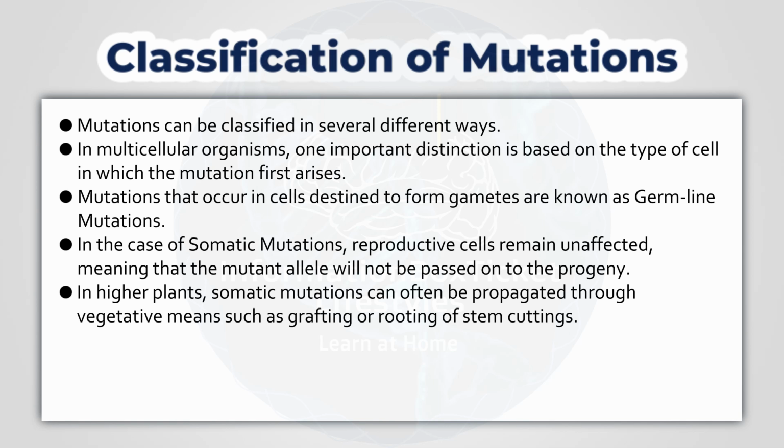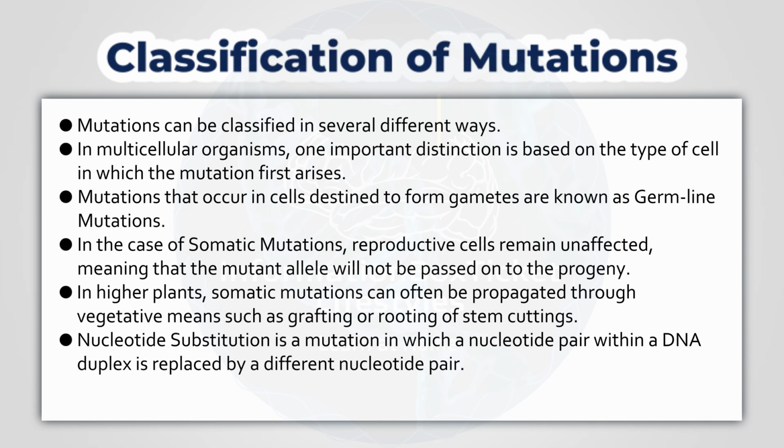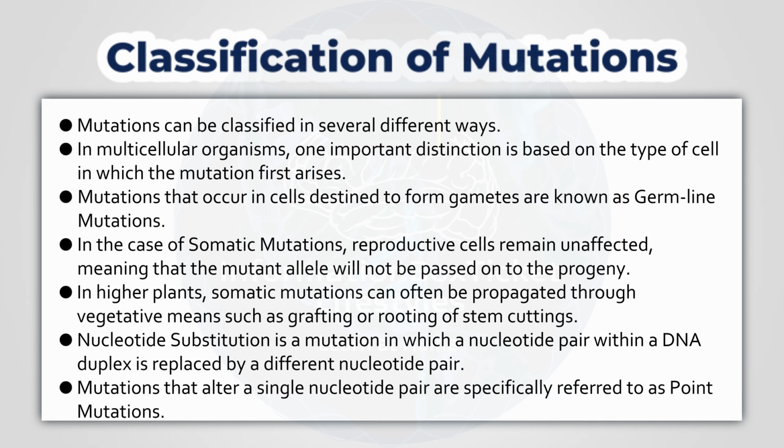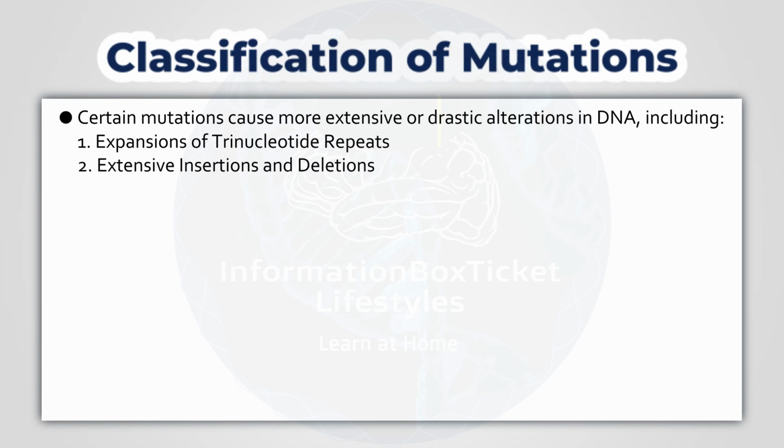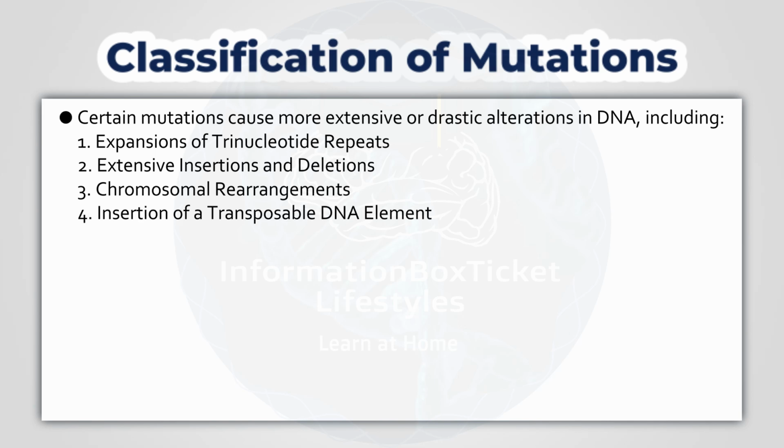Nucleotide substitution is a mutation in which a nucleotide pair within a DNA duplex is replaced by a different nucleotide pair. Mutations that alter a single nucleotide pair are specifically referred to as point mutations. Certain mutations cause more extensive or drastic alterations in DNA, including: 1. Expansions of trinucleotide repeats. 2. Extensive insertions and deletions. 3. Chromosomal rearrangements. 4. Insertion of a transposable DNA element. 5. Errors in cellular recombination processes.